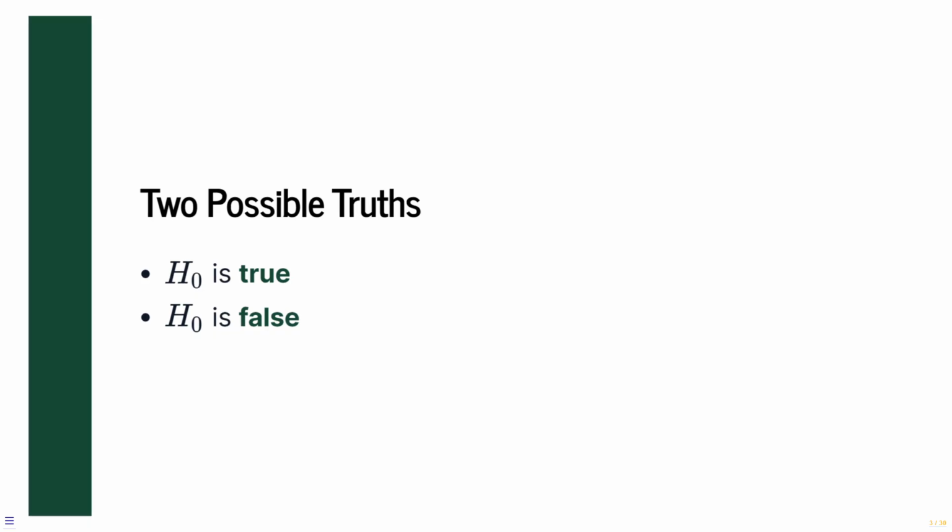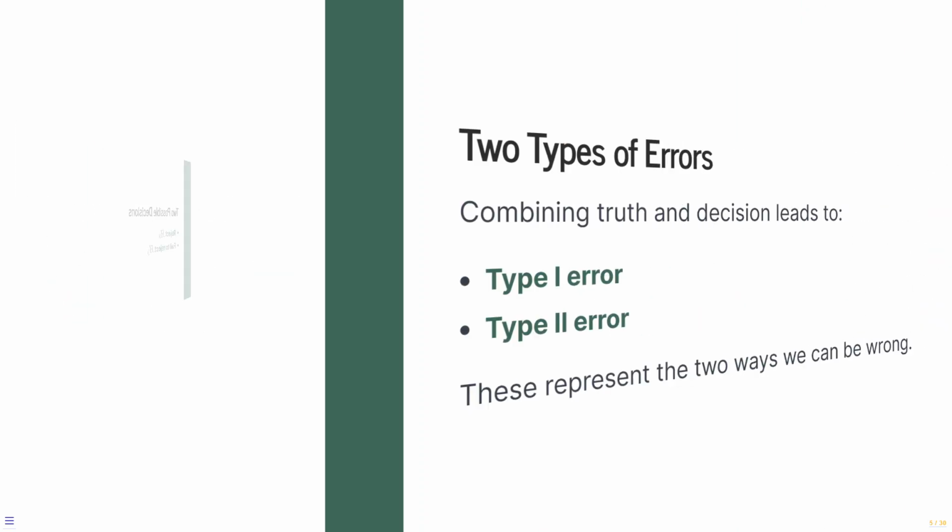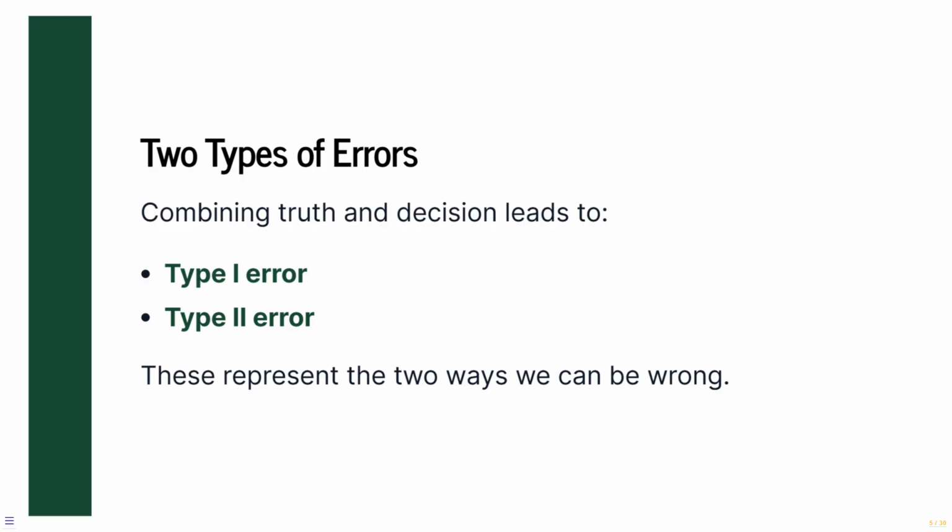There are two possible truths in hypothesis testing. Either the null hypothesis is actually true or it is actually false. At the same time, there are two possible decisions we can make. We either reject the null hypothesis or fail to reject it. When we combine these possibilities, we see that there are two main types of mistakes we can make. These are called type 1 errors and type 2 errors, and understanding them is central to interpreting hypothesis tests correctly.